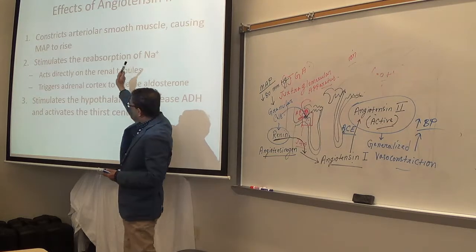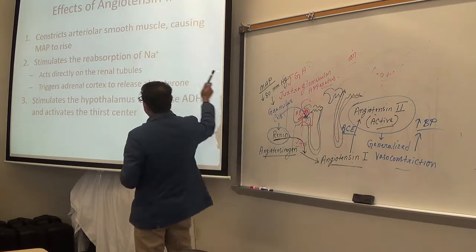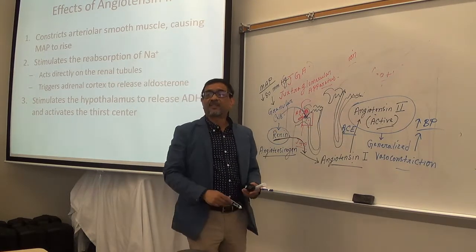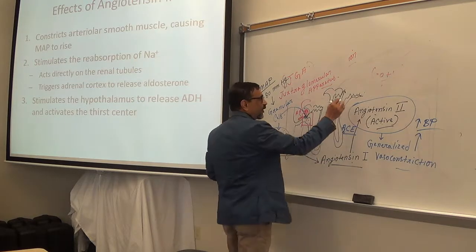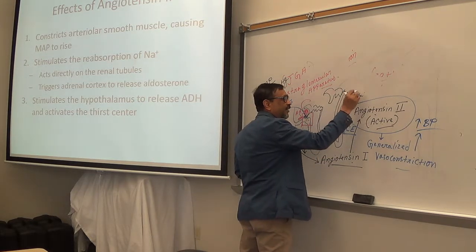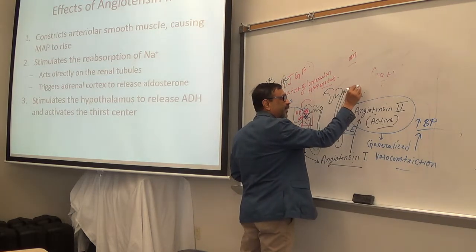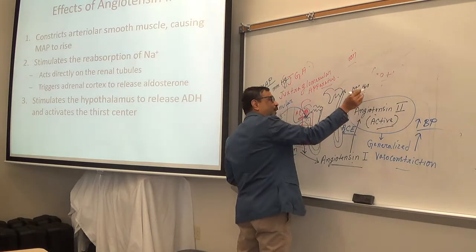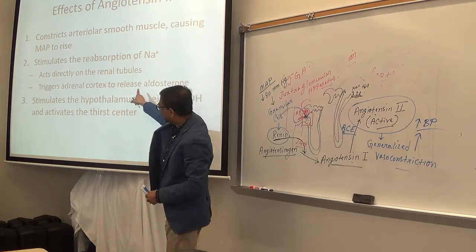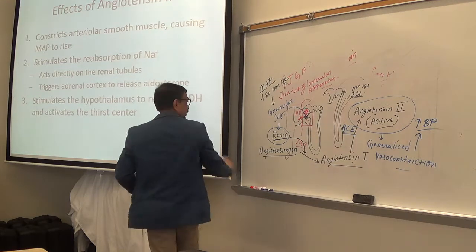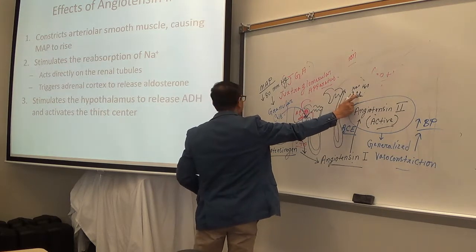Stimulates the reabsorption of sodium at the tube or nephron directly, and also by releasing aldosterone. Now, if you go back to my last lecture, last week, I told you that aldosterone comes from the adrenal gland sitting on the kidney and works on the distal convoluted tubule and reabsorbs sodium and water. So more water reabsorption means more water is going back to the body, blood volume will go up, blood pressure will go up. So this is another way how angiotensin II increases the blood pressure by releasing more aldosterone from the adrenal gland.